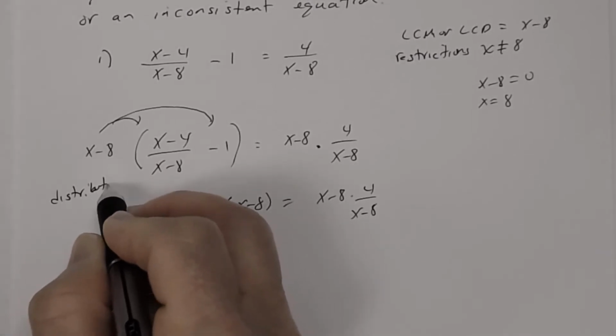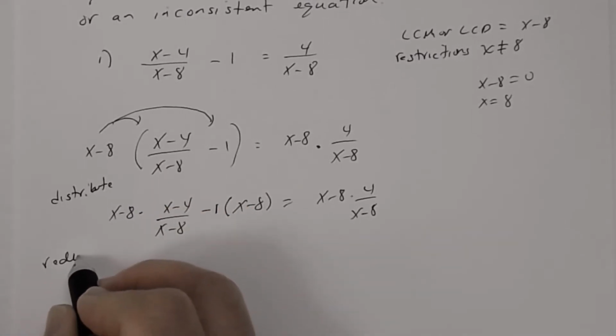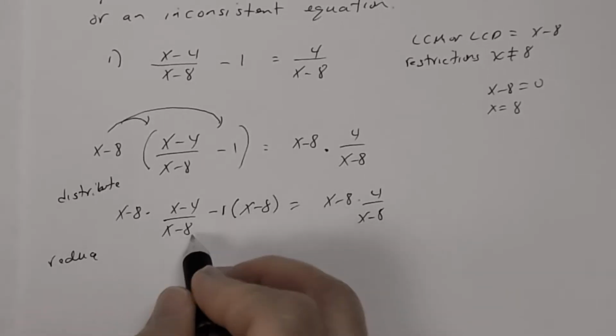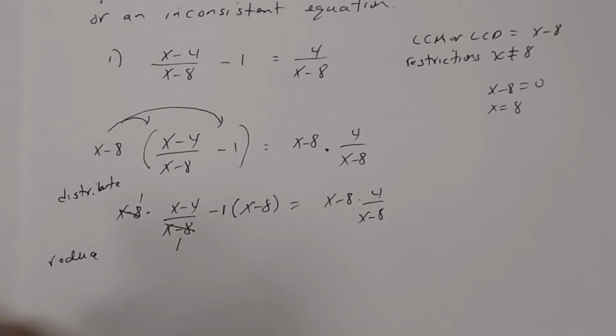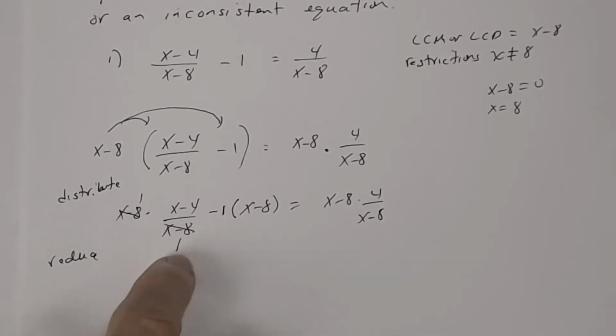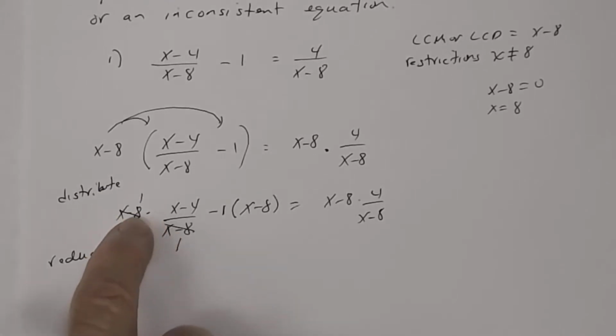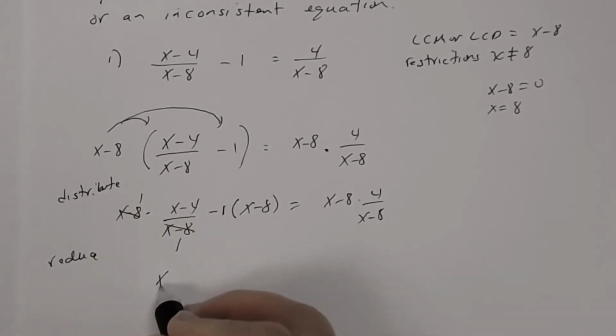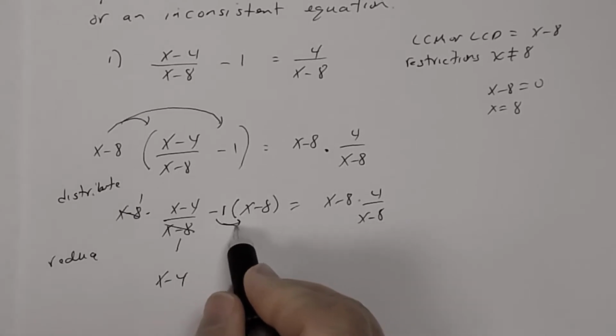So we use the distributive property, and then we're going to reduce. Remember, when we reduce, notice that these two factors are the same. So x minus 8 divided by x minus 8 is 1, because anything divided by itself is 1. And so I have 1. Now be careful. You see how this is a 1? And this is x minus 4, because x minus 4 divided by 1 is x minus 4. 1 times x minus 4 is x minus 4. Okay? Then I'm going to distribute this.